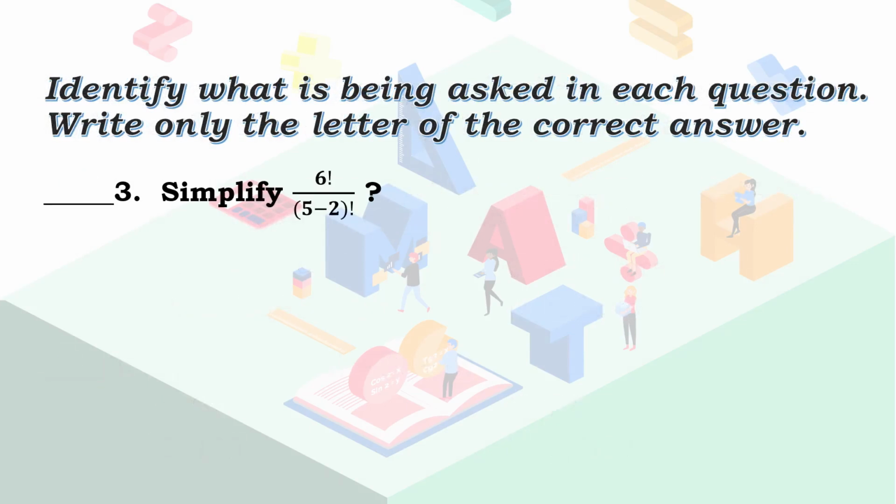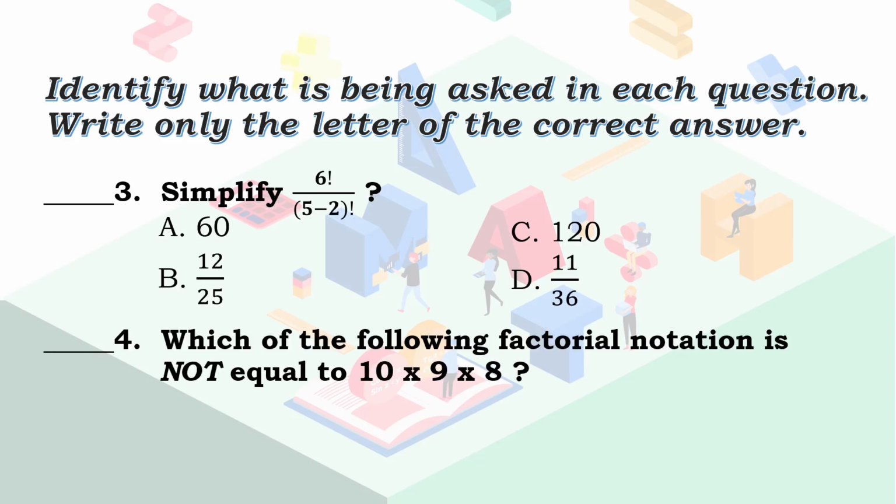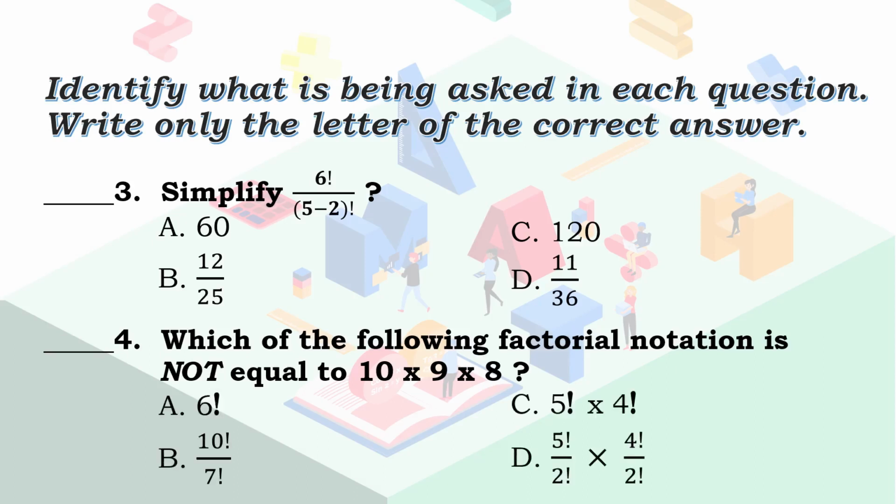Number 3. Simplify 6 factorial divided by the quantity of 5 minus 2 closed quantity factorial. Is it A. 16, B. 12 over 25, C. 120, or D. 11 over 36? Number 4. Which of the following factorial notation is not equal to 10 times 9 times 8? Is it A. 6 factorial, B. 10 factorial divided by 7 factorial, C. 5 factorial times 4 factorial, D. 5 factorial over 2 factorial times 4 factorial over 2 factorial?